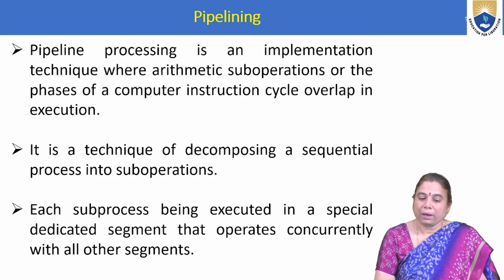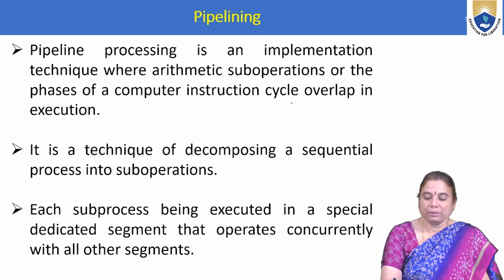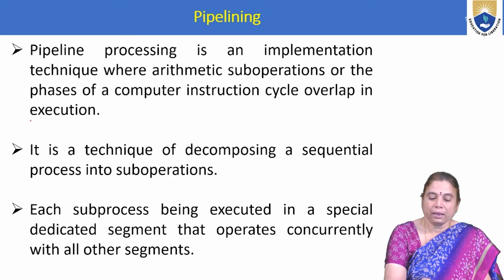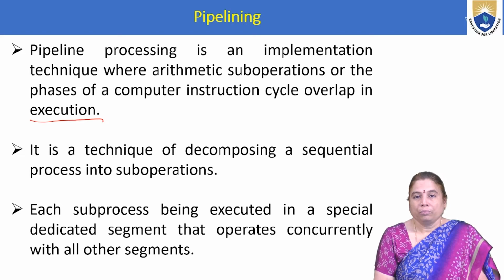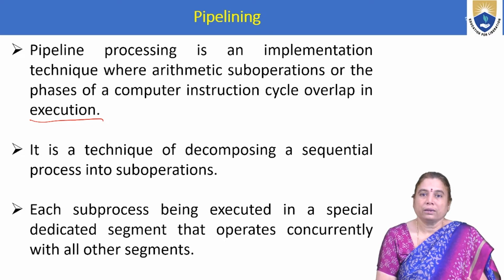Now, what is pipelining? The pipelining process is an implementation technique where arithmetic sub-operations or the phases of the computer instruction cycle overlap in execution. So two or more instructions can be executed in parallel in the parallel processing architecture. When one instruction has been executed at one stage, the next instruction can start execution, which can lead to overlapping execution of the instructions.